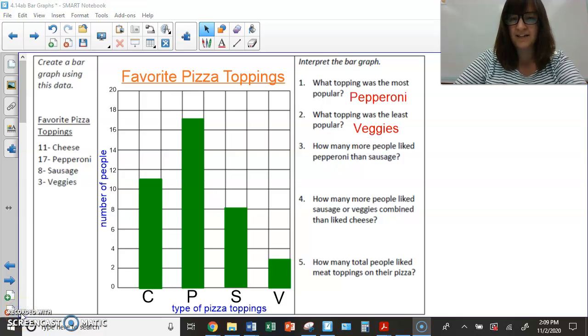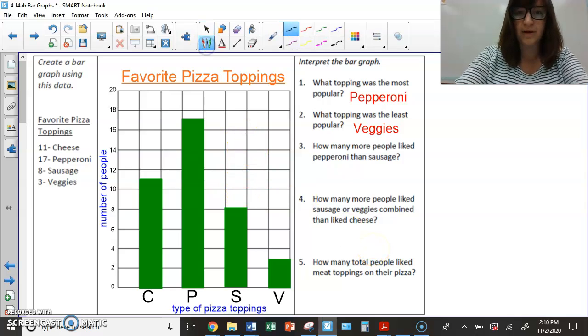So now let's take it a little further. How many more people liked pepperoni than sausage? I know that 17 people liked pepperoni, and I know that 8 people liked sausage, so there were more that liked pepperoni than sausage, but how many more? So I could use this graph to count the number of blocks because each block is worth 2, and then a half a block is worth 1, so I could count the difference, or I could do a subtraction problem.